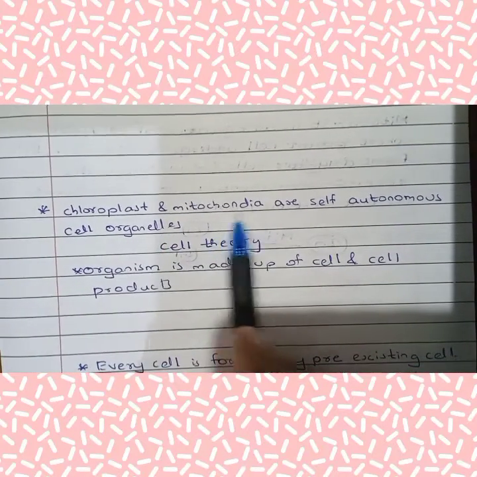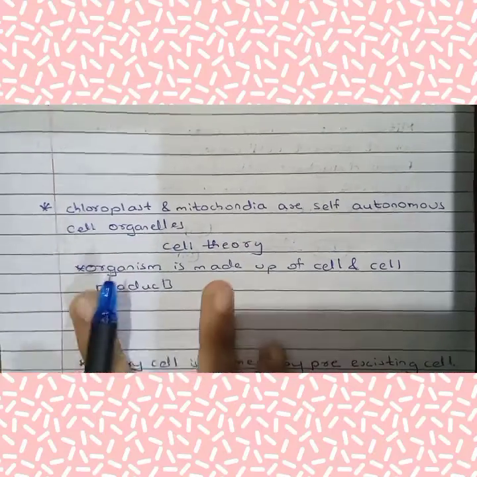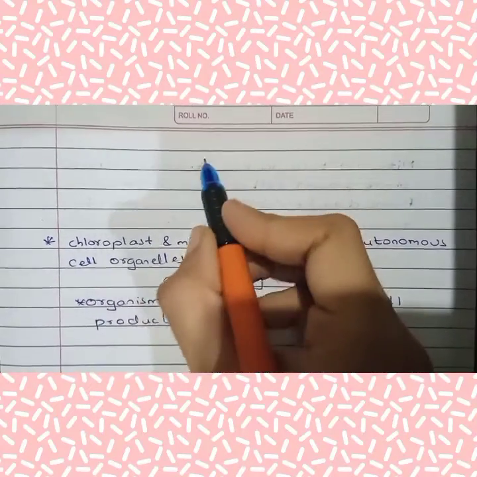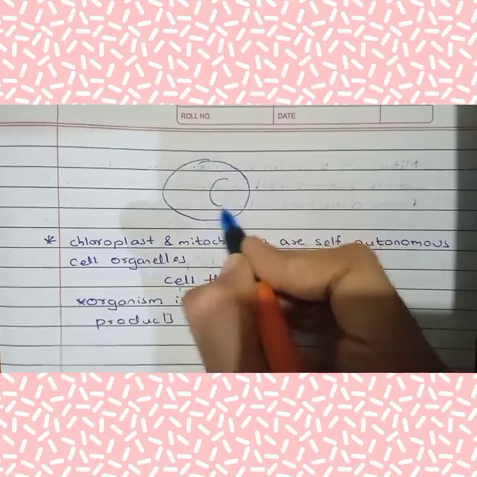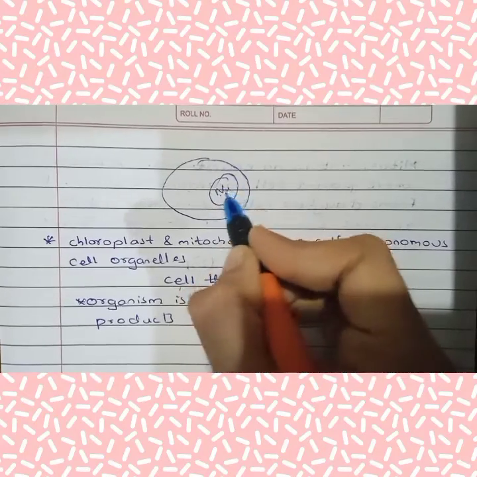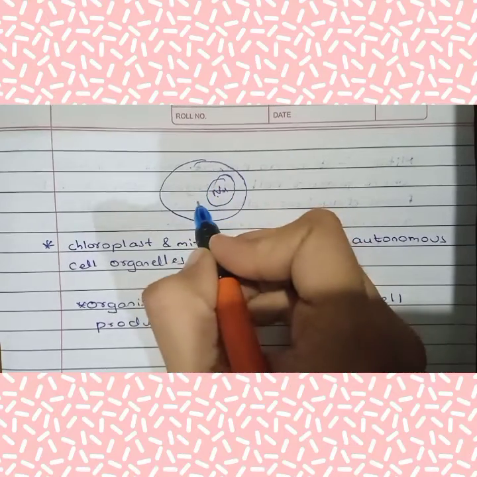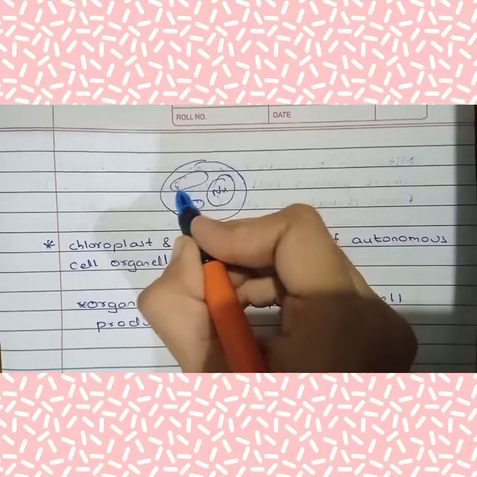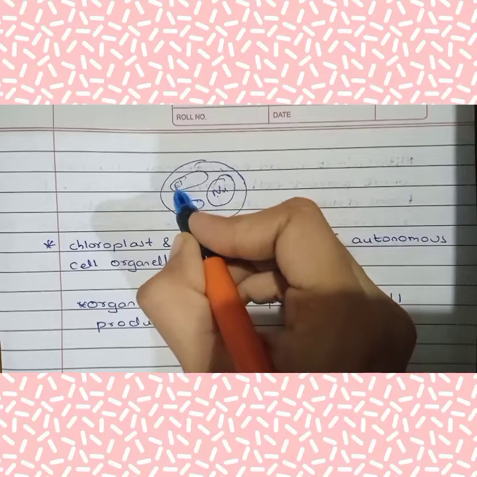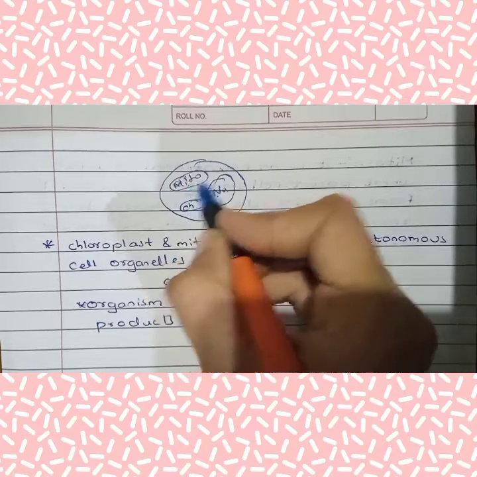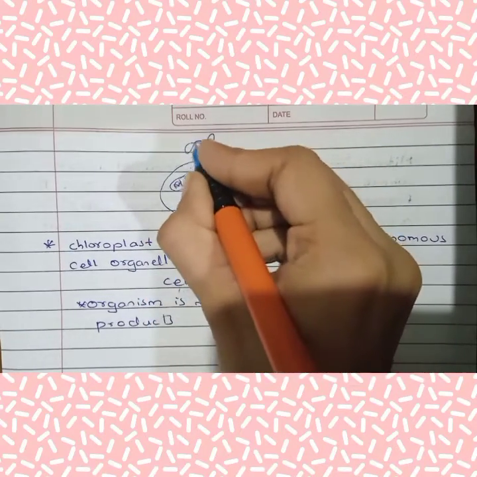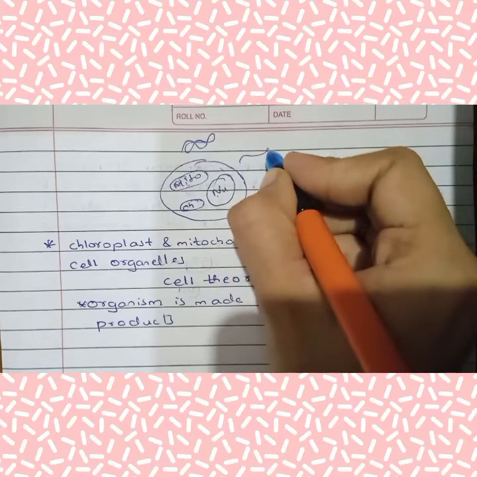Chloroplasts and mitochondria are called self-autonomous cell organelles. Now why are they called that? This is a cell, and this is the nucleus. The nucleus is the master organelle. It controls the functions. It gives orders to all of them. But chloroplast and mitochondria form their own DNA. They form their own DNA.